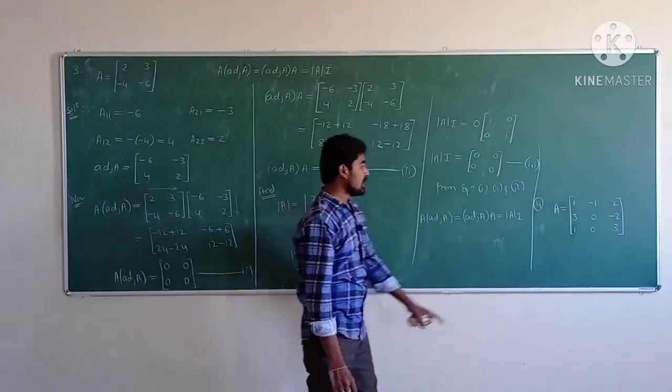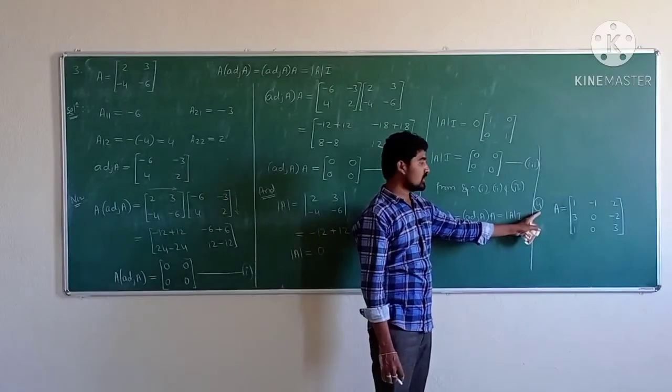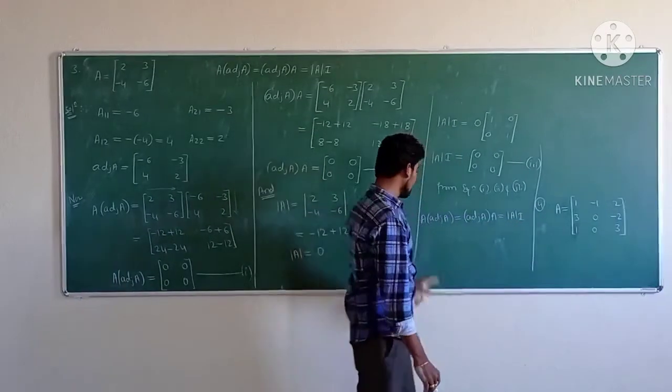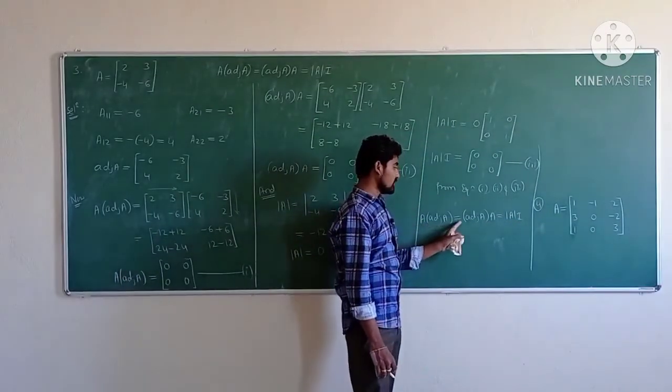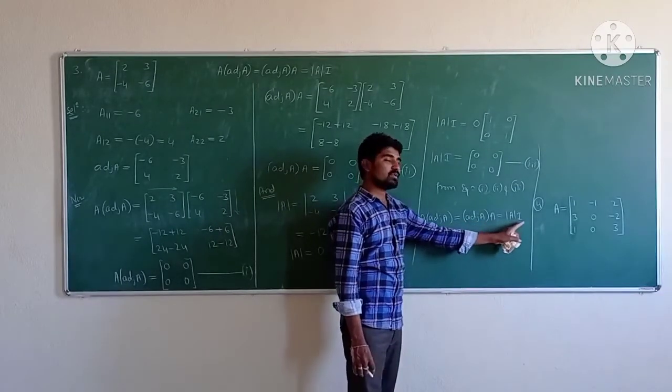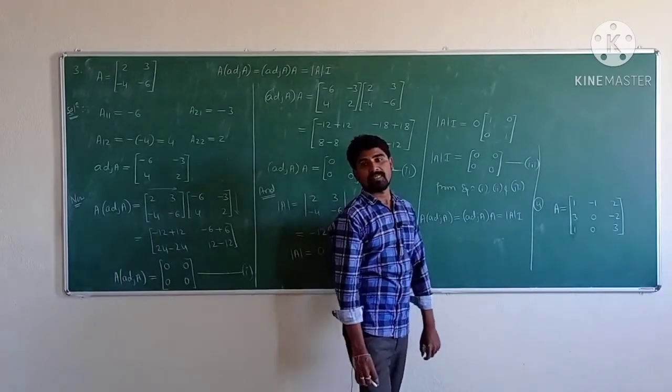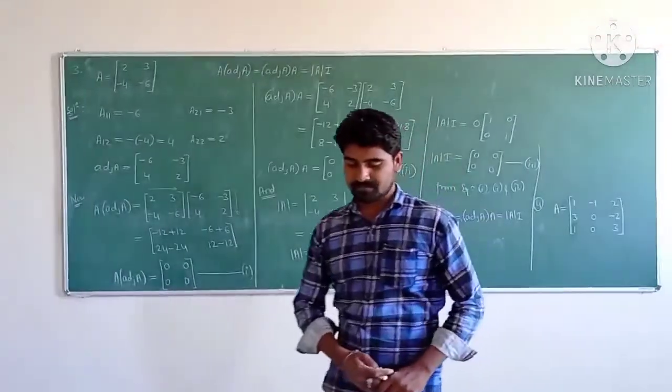And one more thing, take this fourth question as an assignment. Here also we need to verify that A into adjoint of A, and adjoint of A into A, is equal to determinant of A into I. If possible, take it out.